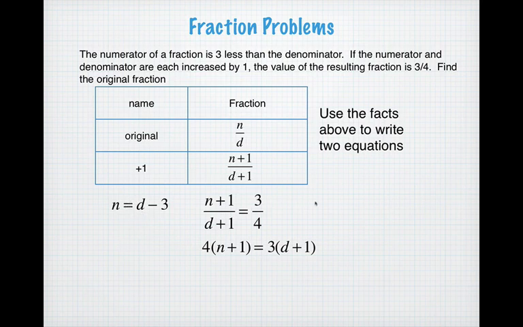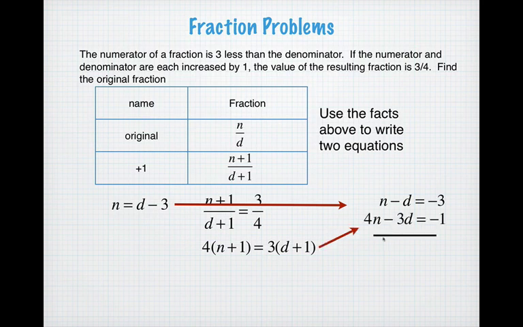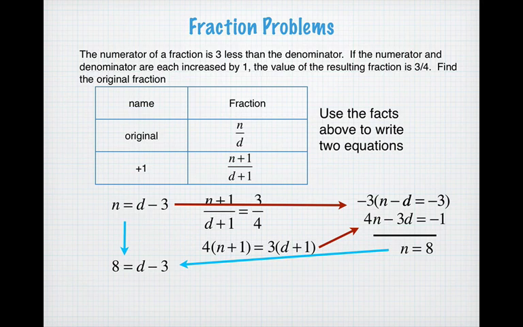And I'm running out of room, so I'm going to move my equations over here. So the first one, I just simplified it a little bit, and I get n minus d equals -3. I'm going to simplify the second one as well, put both variables on the same side. And I'm going to multiply the top one by -3, and that's going to eliminate my d's. And that says the numerator equals 8. If I plug that back into my original, that says d equals 11, and my original fraction would be 8 over 11.